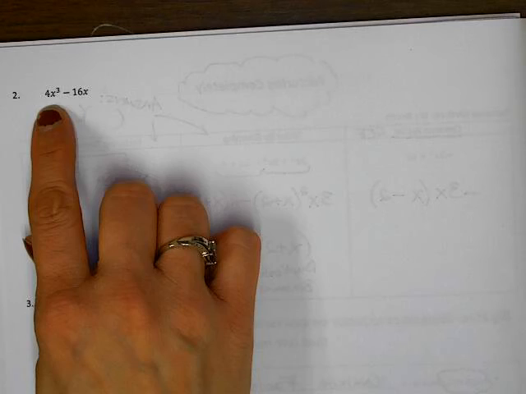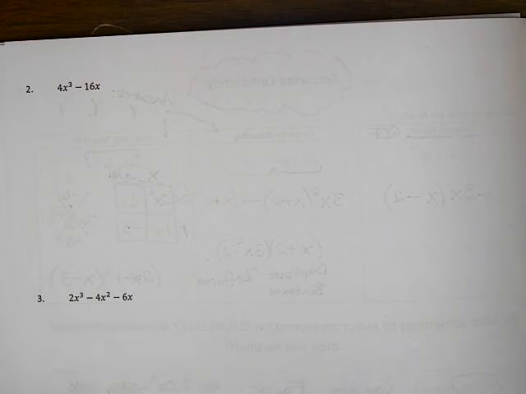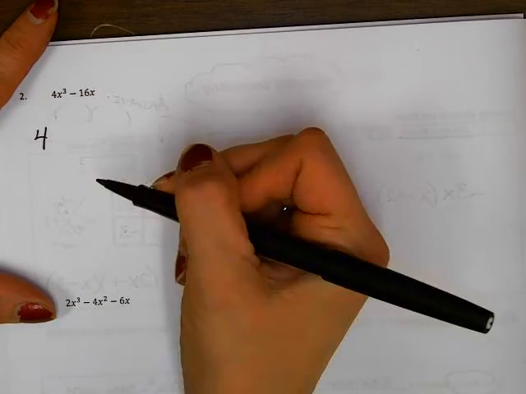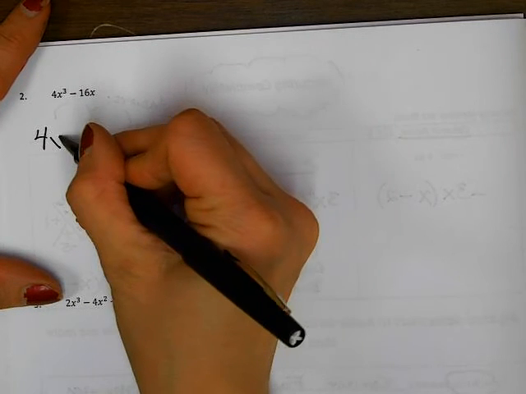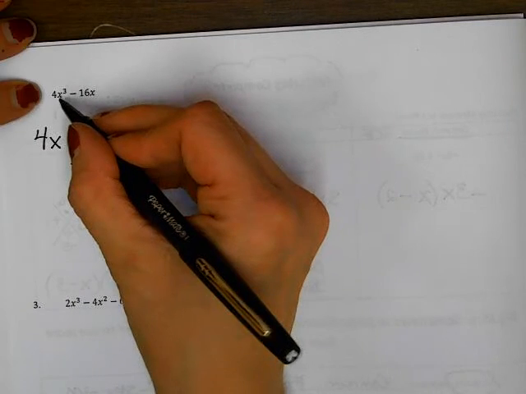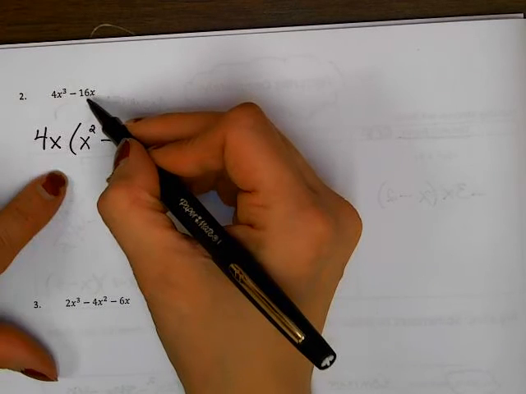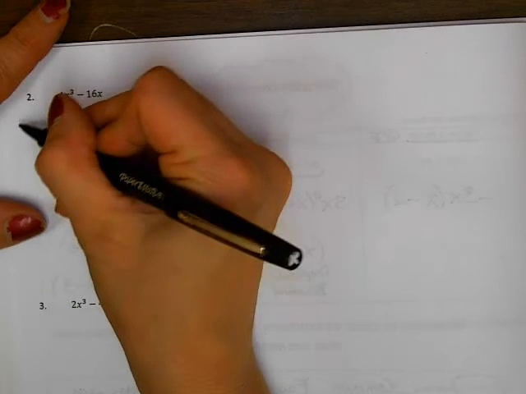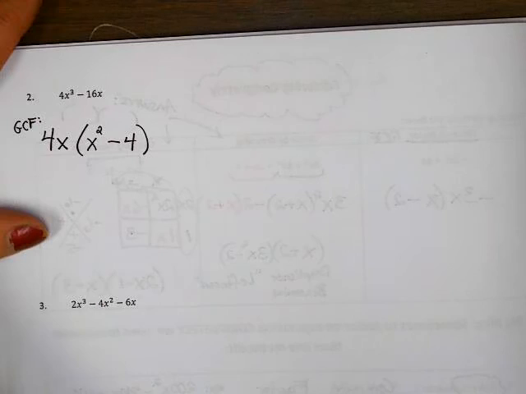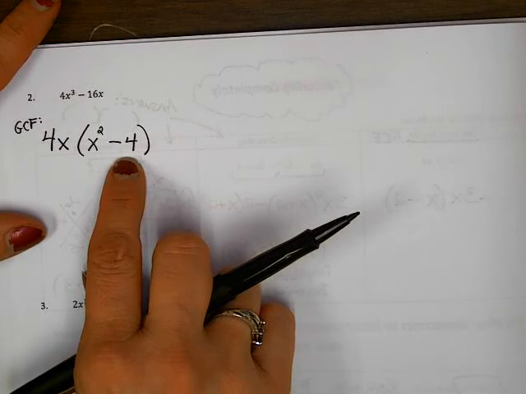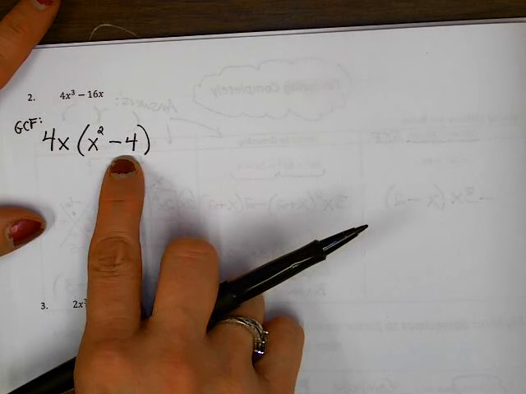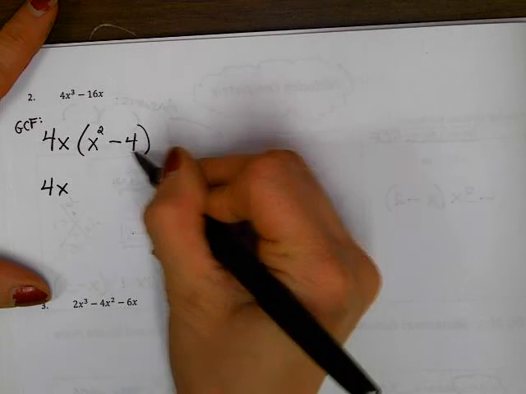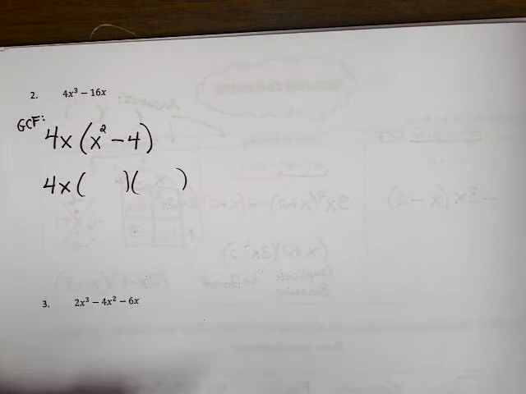Step 1, can I take out a GCF? Is there anything they both have in common to make the problem smaller? I notice they both have a 4. I'm going to take that out. And I notice they both have an x, so let's take out 4x. That leaves us with x squared minus 16 divided by 4 is 4. I took out the x, done. So step 1 was I took out a greatest common factor. Now the question is, is that done? Or can this quadratic factor more?